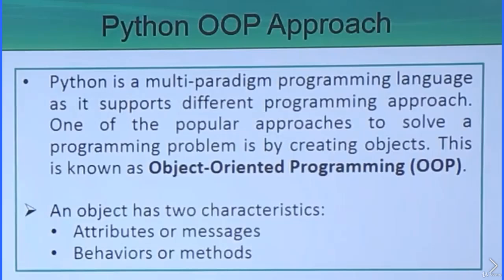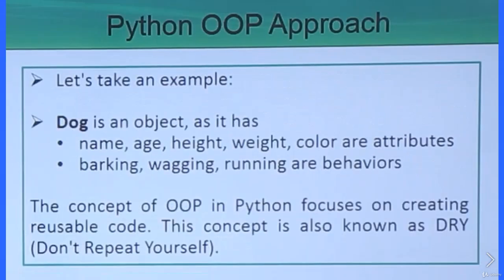So let's take one example. Dog is an object, and name, age, height, weight, color are the attributes, and barking, wagging and running are the respective behaviors. The concept of object oriented programming in Python focuses on creating reusable code. That means once the code is defined and written, we can reuse it when required. So reusability is enhanced in object oriented programming, because whatever methods we write can be used any number of times. This concept is also known as DRY, that is, don't repeat yourself.